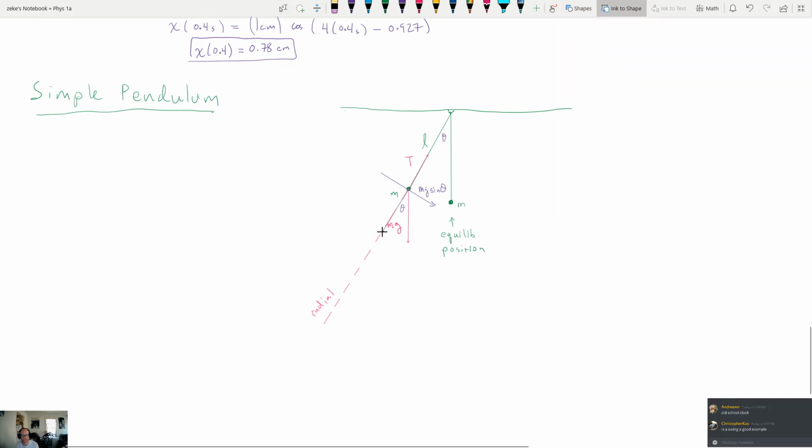Like that. Probably should make this a little bit shorter, but probably okay. So this will be the component over here that's mg cos theta. And our mass is m, but that's looking kind of messy there, so I'm just going to get rid of that.